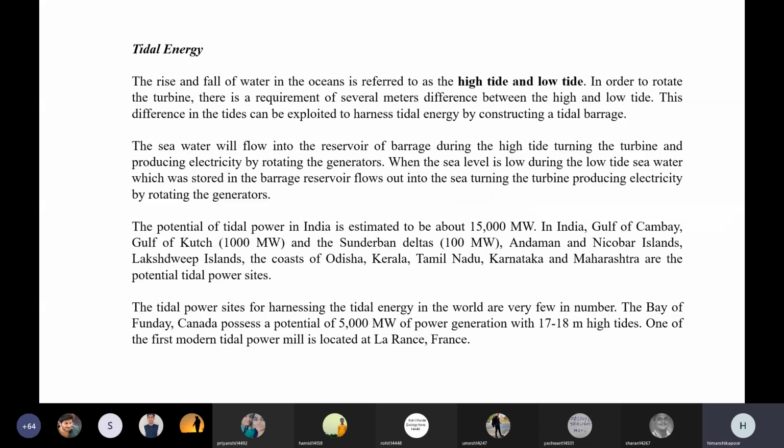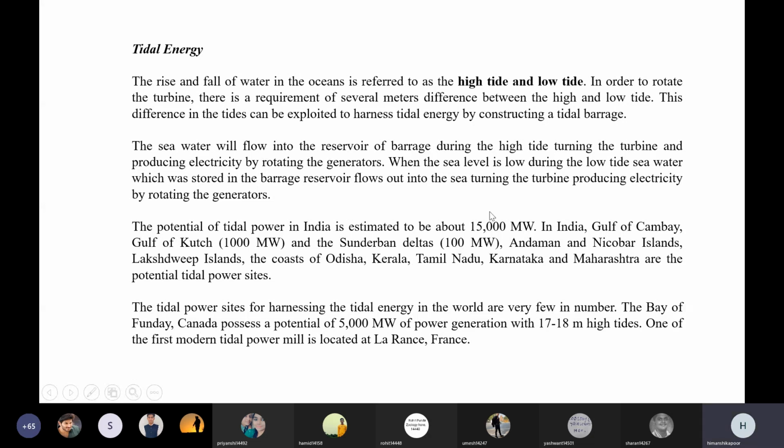You need to have a tidal barrage. Now coming to the tidal power estimates in India. Our potential of this energy is around 15,000 megawatt, and it is located in the Andaman and Nicobar Islands. Then we have Lakshadweep Islands, coasts of Odisha and Kerala. We have tidal plants in the Gulf of Kutch also, and also in the Sundarban Delta. So these are the places where tidal energy is being harvested in our country.